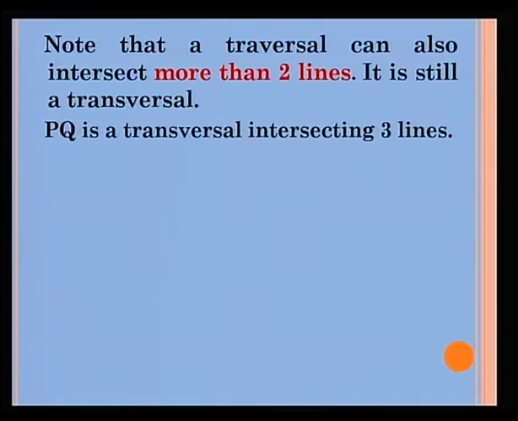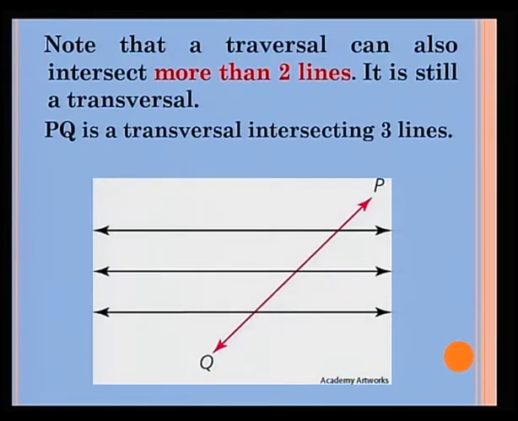Note that a transversal can also intersect more than two lines. It is still a transversal. PQ is a transversal intersecting three lines.